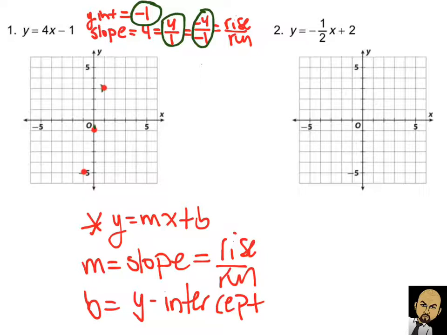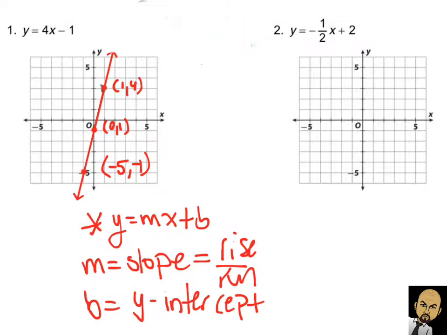Now remember, the slope is positive, so my line should go up from left to right, and based on the points, it does go up from left to right, and that is the line of the equation y equals 4x minus 1. Now we can label our ordered pairs. We have the ordered pair (1, 4), and down here at the bottom we have the ordered pair (-5, -1).